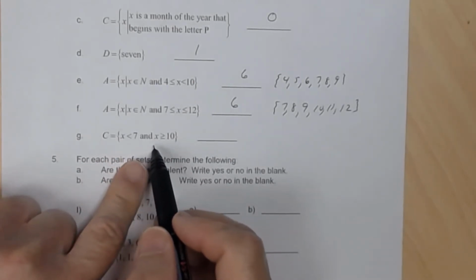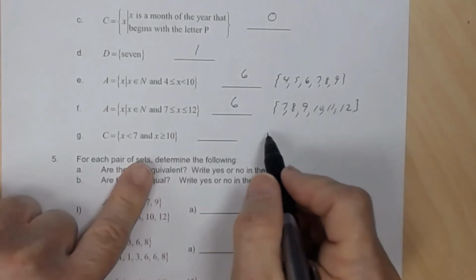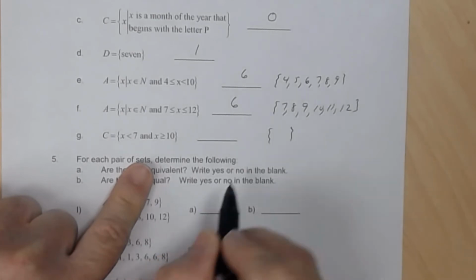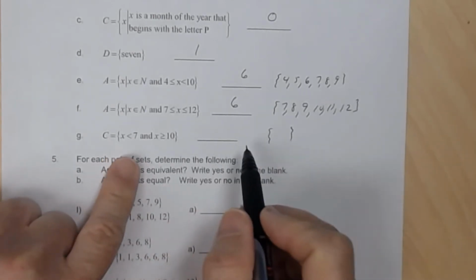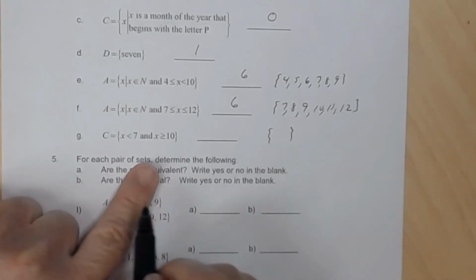All right, C, the set of x's less than 7. And at the same time, you want those numbers to be greater than or equal to 10. Here's your set, right? How many elements are in that set? 0. There are no numbers that are less than 7 and greater than or equal to 10. So how many elements are in that set? 0.